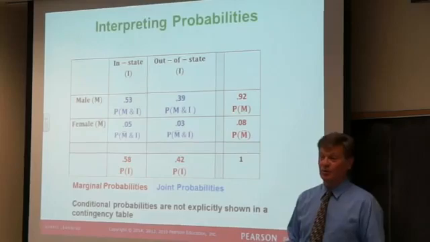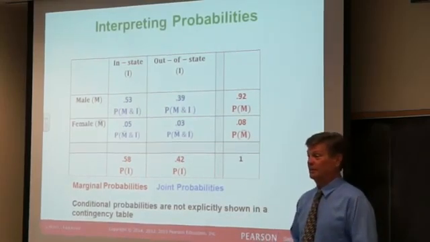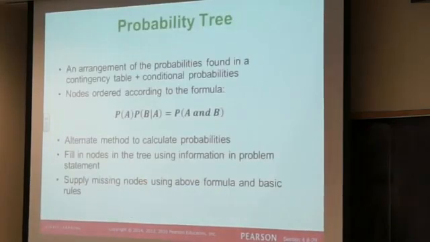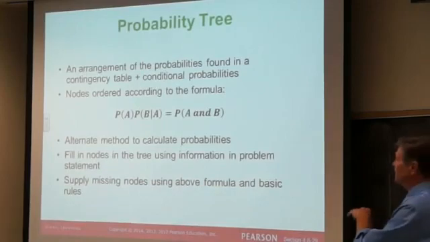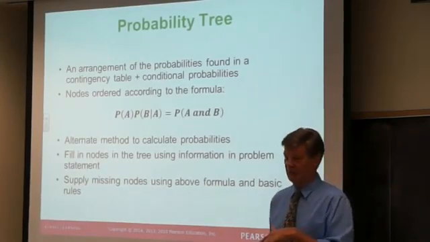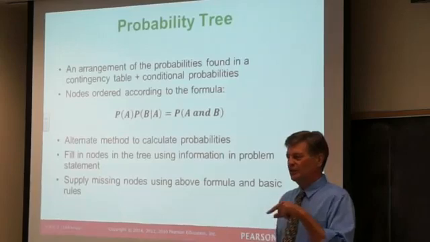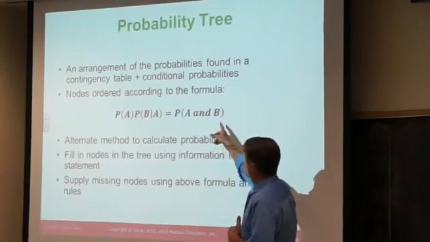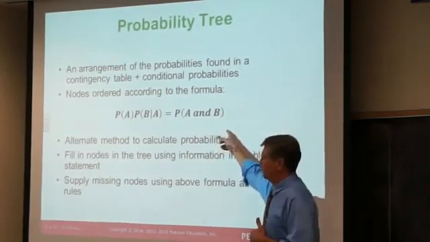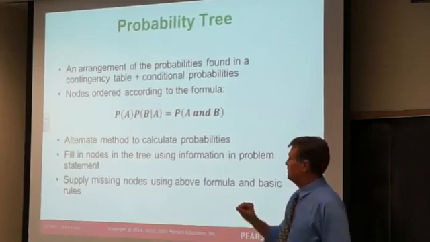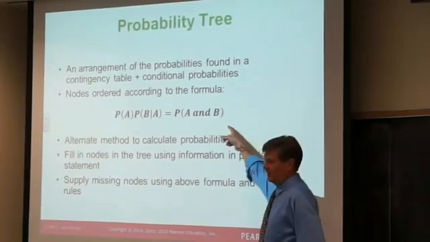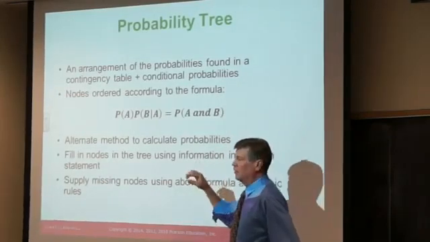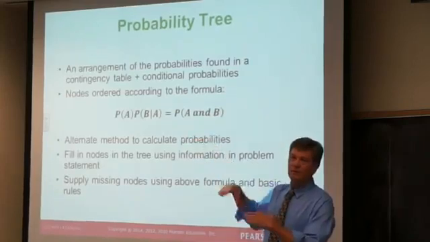Wouldn't it be nice if I had a way to show all of these probabilities at once? I could see the marginals, I could see the conditionals, I could see the joints. And guess what? That's called a probability tree. A probability tree is just an arrangement of all these probabilities, and it's in a certain order, an order that makes calculation easier. And I ordered according to this equation we all know and love by now. P of A times P of B given A is P of A and B. Now that'll make sense in a minute when I show you the tree, but that's the rationale for arranging my nodes or leaves on the probability tree.